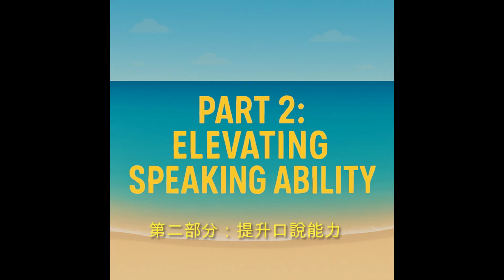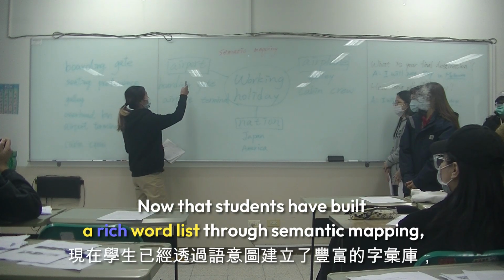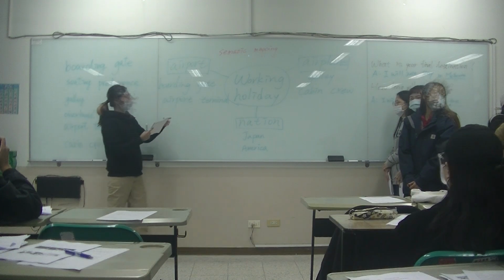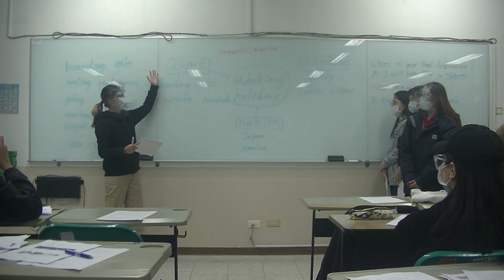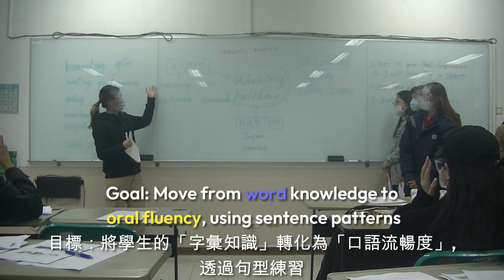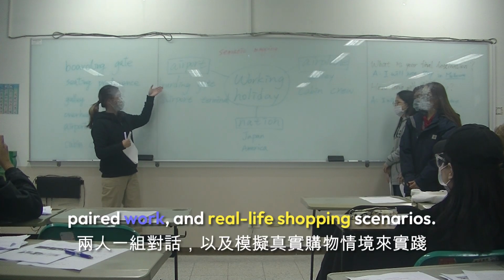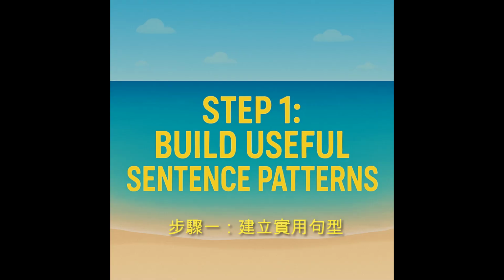Part 2. Elevating speaking ability. Now that students have built a rich word list through semantic mapping, it's time to activate the vocabulary through speaking. Goal. Move from word knowledge to oral fluency, using sentence patterns, pair work, and real-life shopping scenarios. Step 1. Build useful sentence patterns.